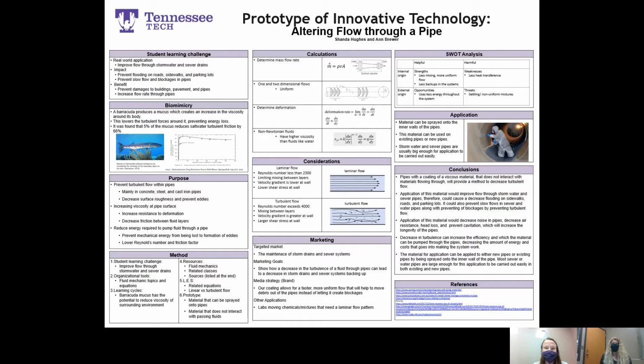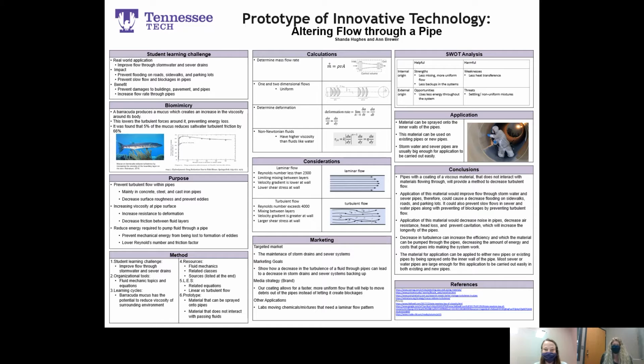For our considerations, we want to look at laminar versus turbulent flow. For our model, we want to take a turbulent flow and turn it into laminar. This is because laminar flow has a Reynolds number less than 2,300, and it has limited mixing between layers. The velocity gradient at the wall is also lower, along with lower shear stress.